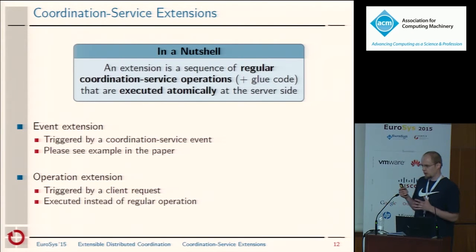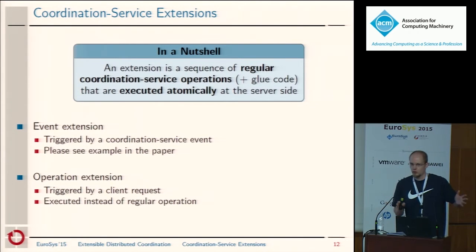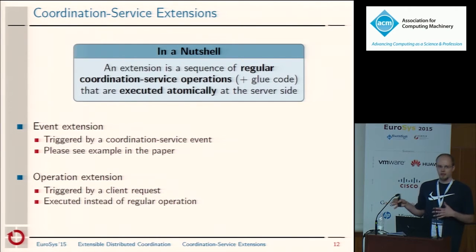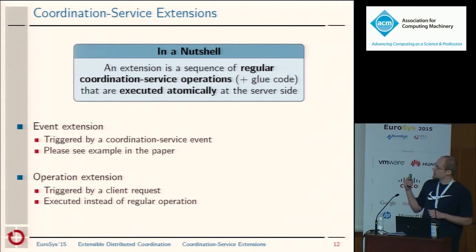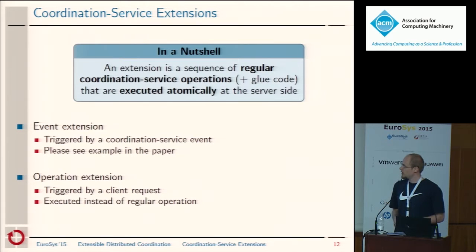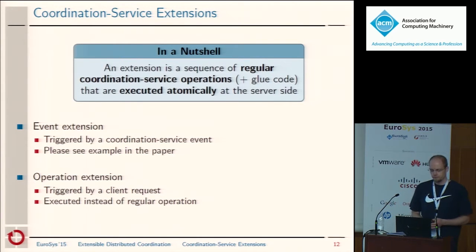Now, in a nutshell, what is a coordination service extension? It is a sequence of regular coordination service operations plus a little bit of glue code that are executed atomically at the server side. What is important here is that an extension is not a means to run arbitrary code at the server side. So we want an extension to be a composition of coordination service operations. Extensions come in one of 2 flavors: event extensions and operation extensions.